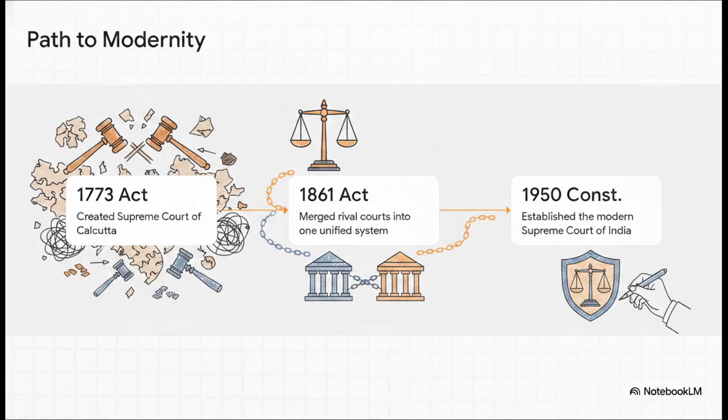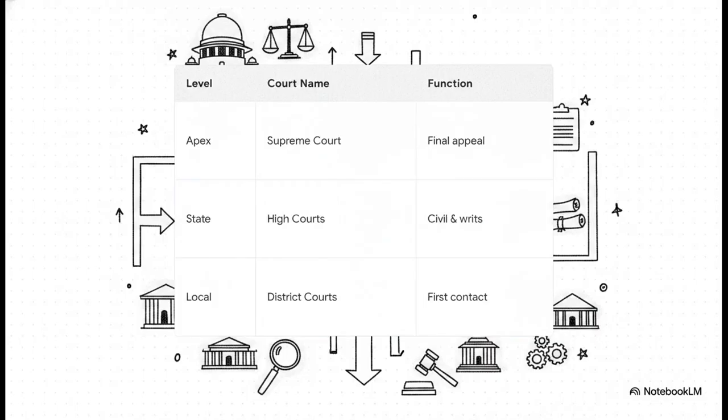Eventually, in 1861, the High Courts Act merged these rival courts into a unified system. And ultimately, the 1950 Constitution established the modern Supreme Court of India as the ultimate guardian of justice. Unlike the parallel U.S. setup we just talked about, India adopted a single integrated hierarchy.